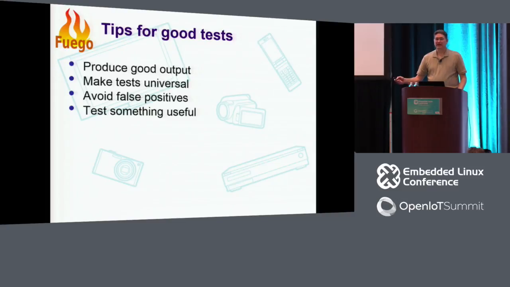Okay, so now the second half, which is ostensibly the reason you all came, which are my tips for writing good tests. In four broad categories that I'm going to go into in detail: produce good output, make tests universal, avoid false positives, and for heaven's sake, test something useful. And I will now tell you how to do those.